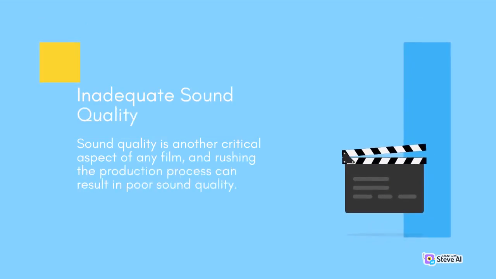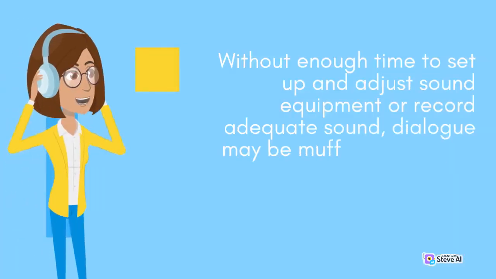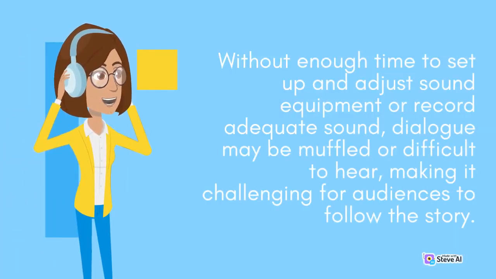Inadequate sound quality. Sound quality is another critical aspect of any film, and rushing the production process can result in poor sound quality. Without enough time to set up and adjust sound equipment or record adequate sound, dialogue may be muffled or difficult to hear, making it challenging for audiences to follow the story.